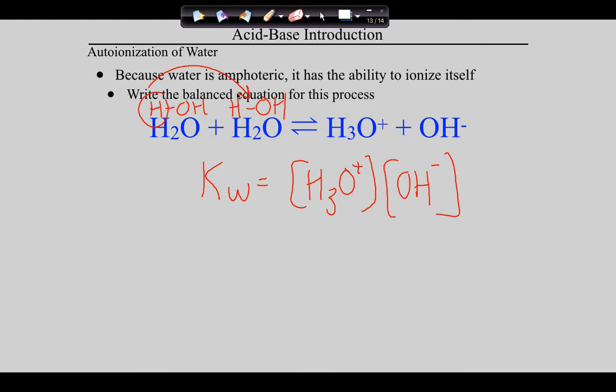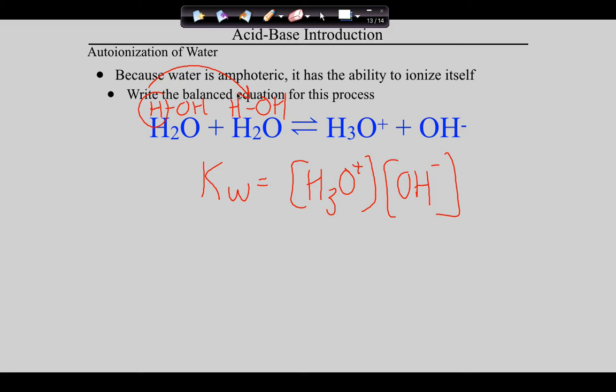H3O. But guys, does it make sense that for every one of these that's formed, one of those has got to be formed based on the very place that they come from? Does that make sense? You're good? Okay, so guys, are you sold on the idea that these concentrations are the same? You're good? Now, I'm going to tell you what the concentration is.